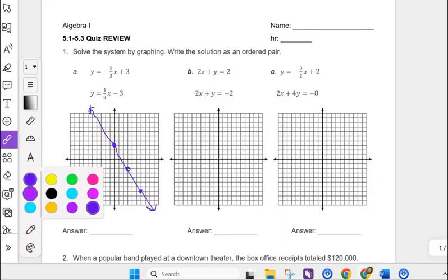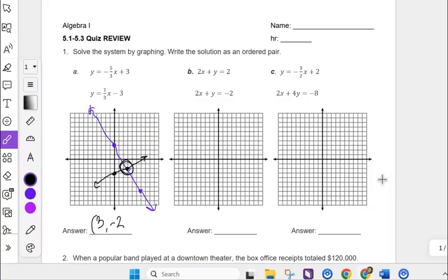I will change colors so you can see the difference here. The next one I'm going to start at negative 3, go up 1 and over 3. And as you can see, this is where they cross. Remember, the solution is where the two lines cross, where they intersect. So this point is 3, negative 2. So I'm going to write 3, negative 2.